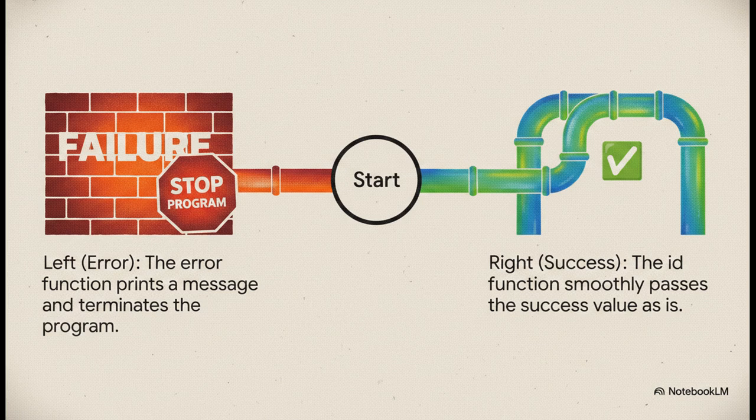If the result is a left value, meaning an error occurred during compilation, it uses the built-in error function to print a message and immediately terminate the program. It intentionally fails fast, which is exactly what you want when prototyping. But if it's a right value, meaning success, it uses the identity function, or id. This just smoothly passes the success value on exactly as it is. It's a wonderfully elegant way to handle state and potential failure without clogging up your file with boilerplate code.